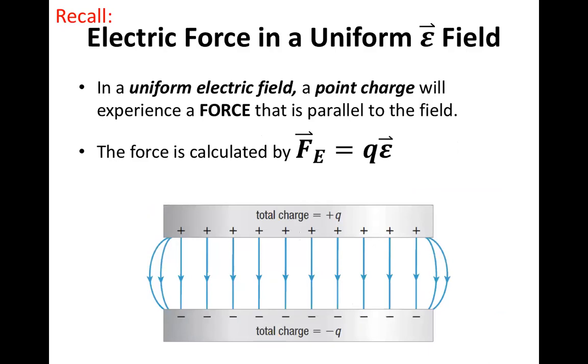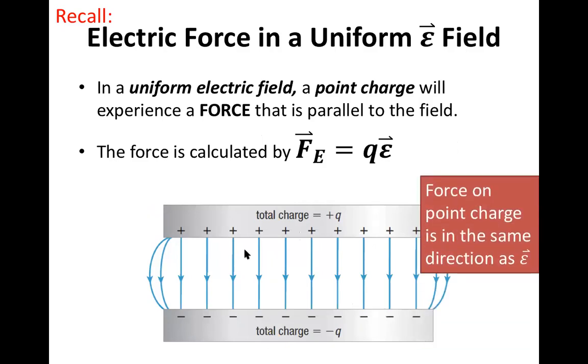And in this field, a point charge would experience a force that is parallel to the field. So we know that electric force is calculated by Q times epsilon. And when we have an equation with vectors, remember that the direction of the vectors must exactly match. So the electric field is positive to negative. Therefore, the electric force points that way too, so towards negative. If we take a positive point charge and place it near the positive plate, when we let go, that positive charge is going to travel towards the negative plate.